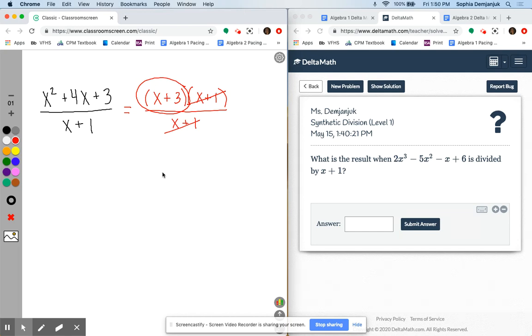There's a different method that you can do this called synthetic division. How you do synthetic division is you take the coefficients of your numerator. So if I have x squared, that coefficient is really an imaginary 1. And then I have my coefficients 4 and 3. I'm going to write those down here.